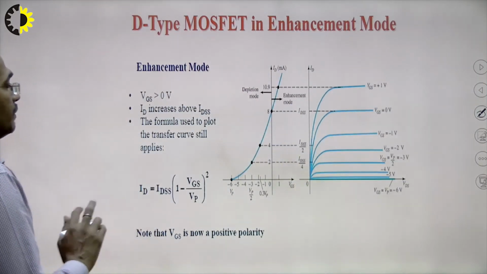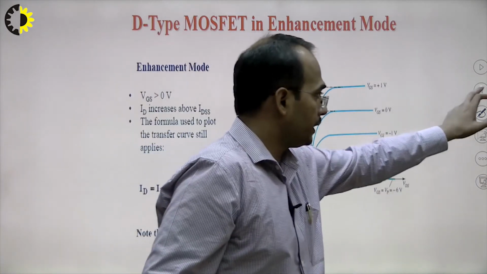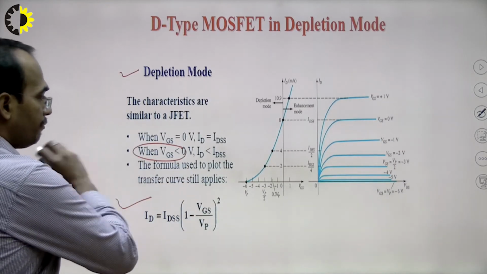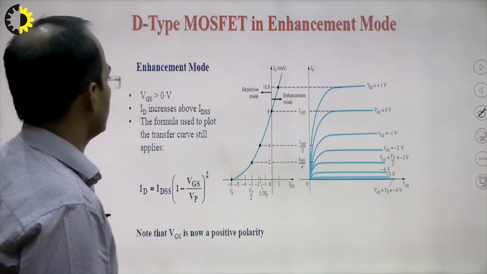This is the enhancement mode. What do we mean by depletion and enhancement mode? In depletion mode, we have taken VGS less than 0, and for enhancement mode, we will take VGS greater than 0.